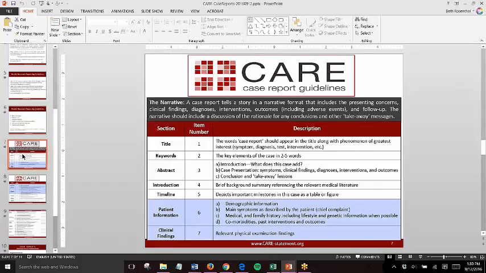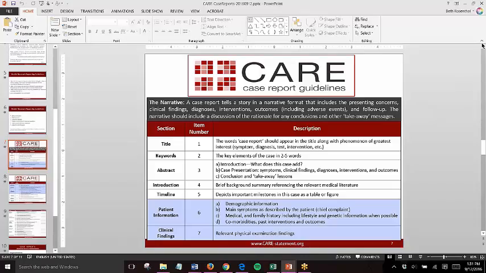So it's a narrative and it's data. The narrative tells a story that includes the case, which is an episode of care in some patients who have multiple medical problems and have been seen multiple times and gotten better and then gotten worse and then gotten better again. And it needs to have a discussion of the rationale for any conclusion.